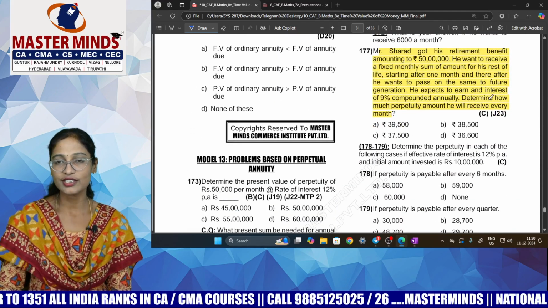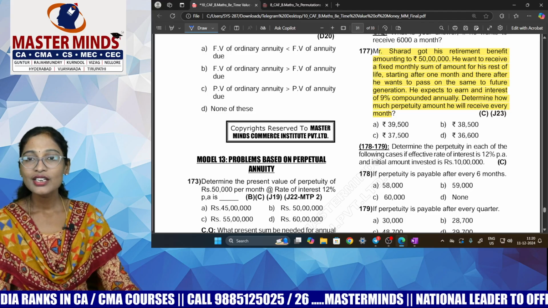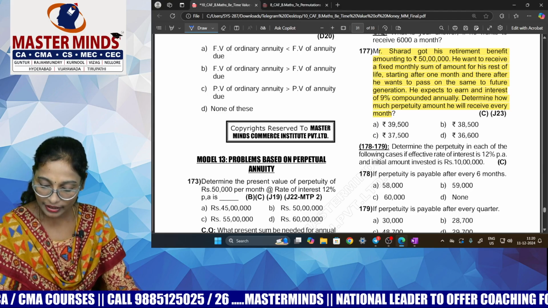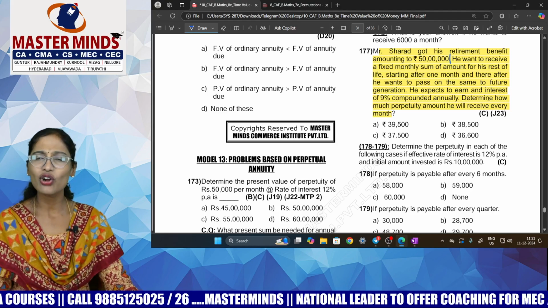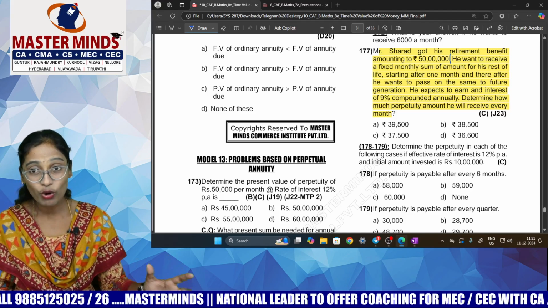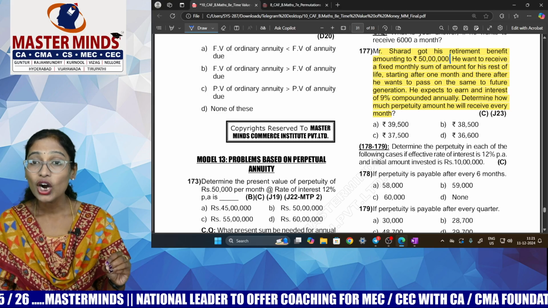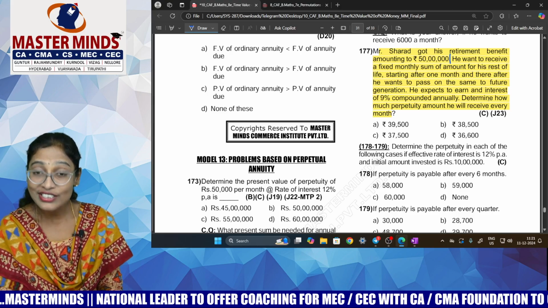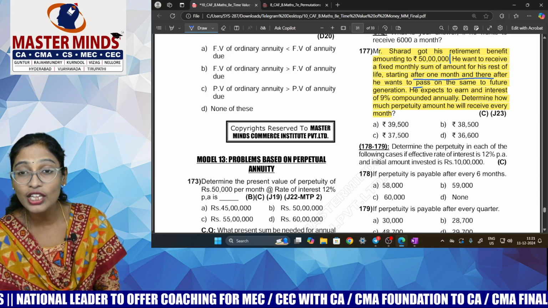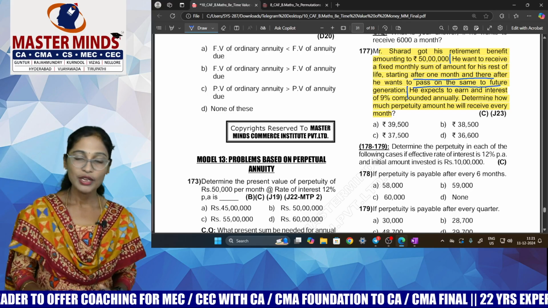Now let's have a look at the next MCQ. 177. Mr. Sharad got his retirement benefit amounting to 50 lakh. That person, so-called Sharad, got 50 lakhs as a retirement benefit. So what he wanted to do? He wanted to receive a fixed monthly sum of amount for his rest of life, starting after 1 month, and thereafter he wanted to pass on the same for the future generations. Let me tell you the meaning. Means Mr.